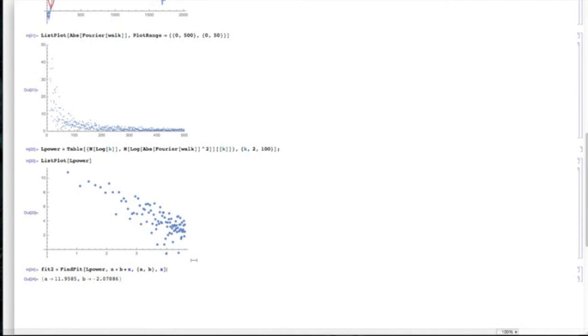When we think about it, there's actually quite a few similarities between the telegraph noise system and the random walk system. So it shouldn't surprise us that we find a similar behavior in the power spectrum. In fact, both of these signals fall under the same category of red noise.